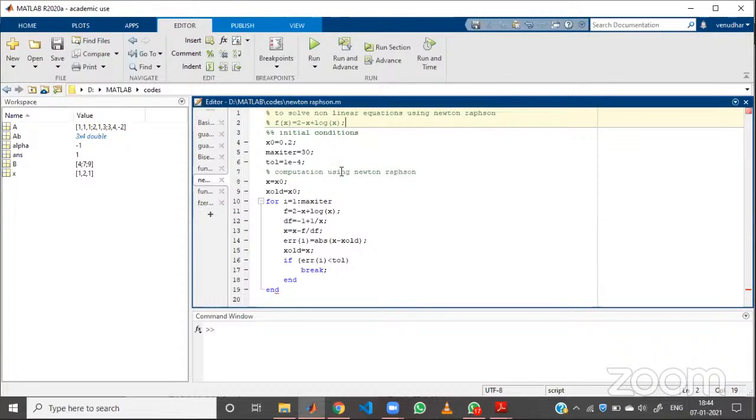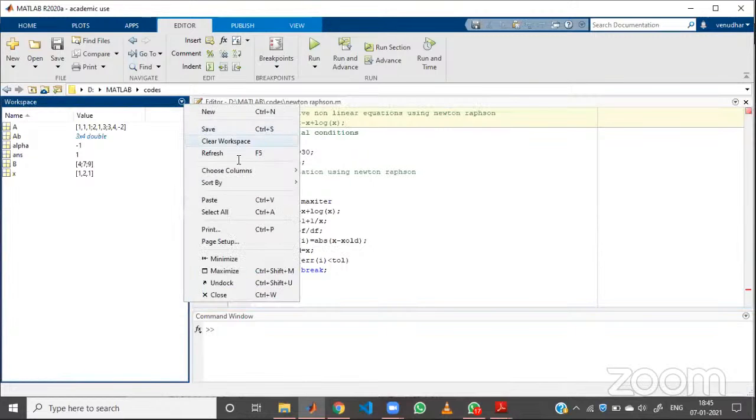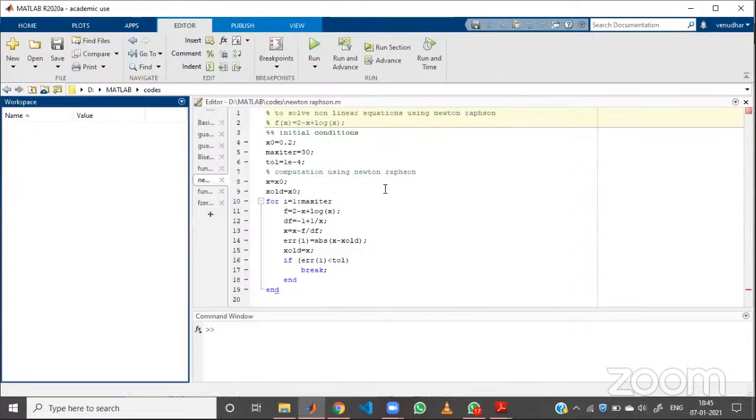What does the Newton-Raphson method do? It takes the initial value and does the repetitive task such that the minimum difference between the two does not exceed that limit. So here we have minimum difference 1e raised to power minus 4. We have taken the maximum iteration value as 30 and the initial value as 0.2, and the equation is 2 minus x plus log x.